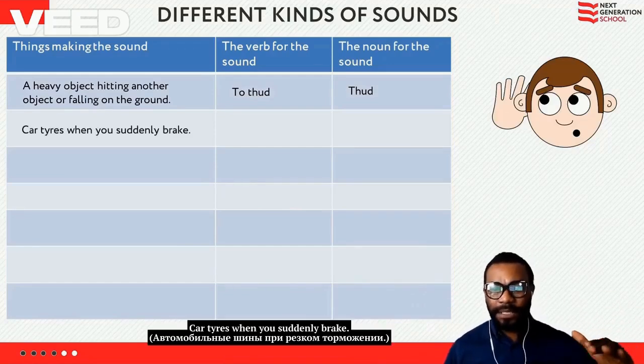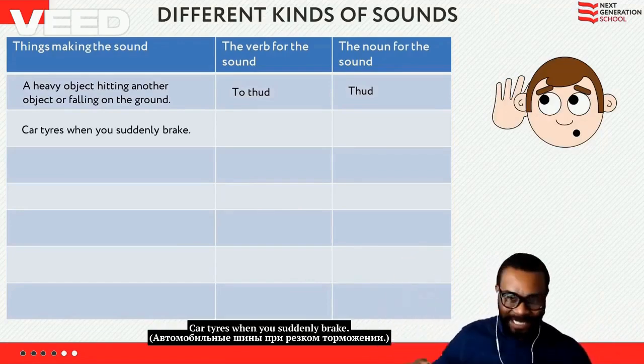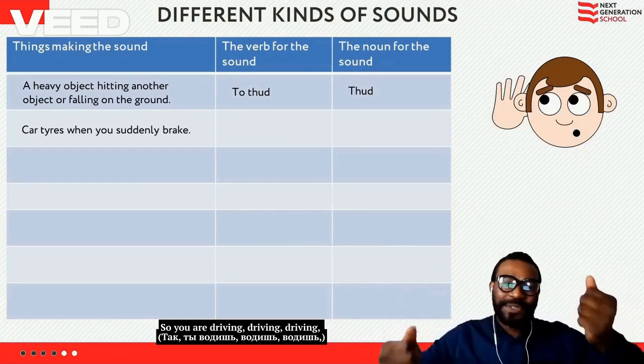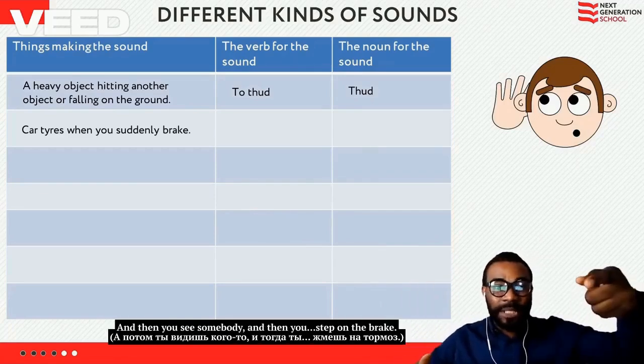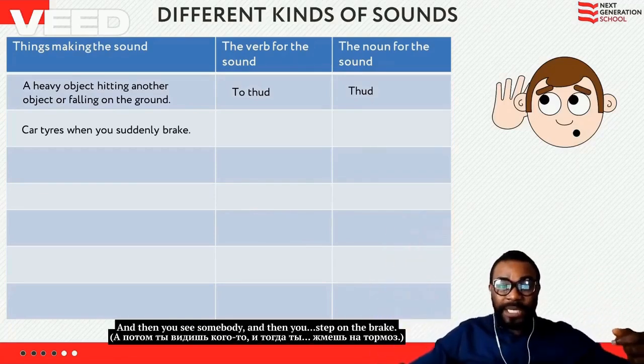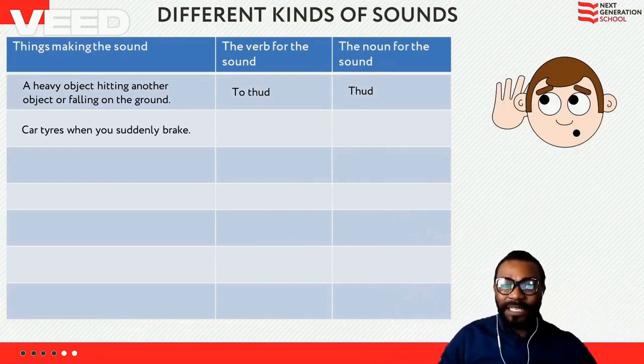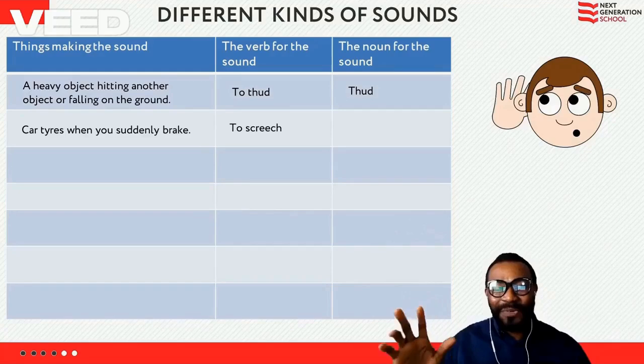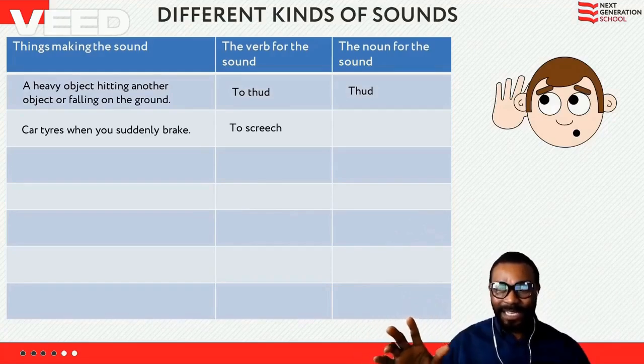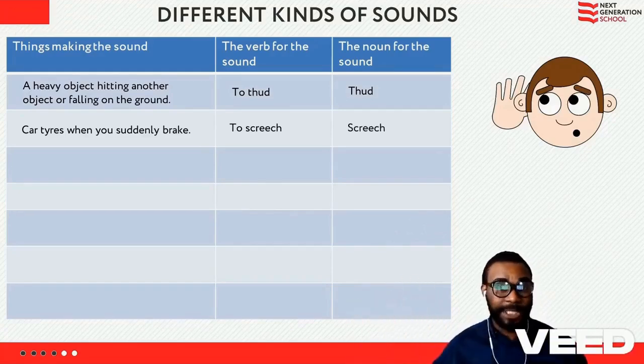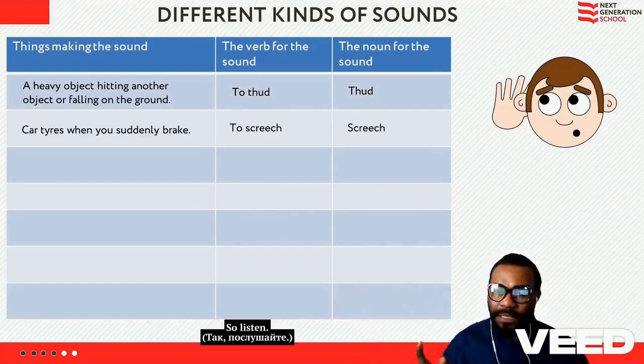Car tires when you suddenly brake. So you're driving, and then you see somebody, and then you step on the brake. So that sound, it's to screech. And the noun is screech. So listen.